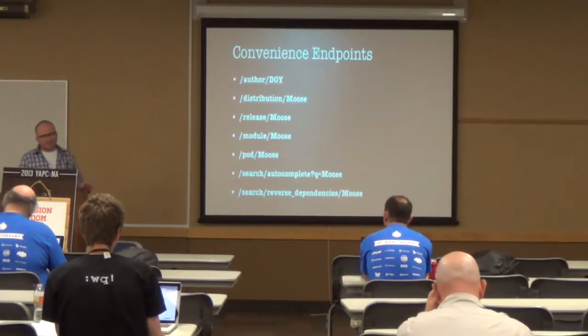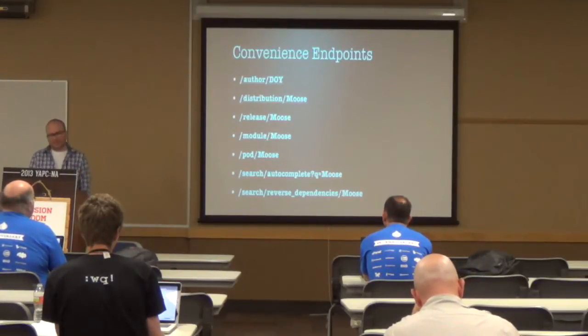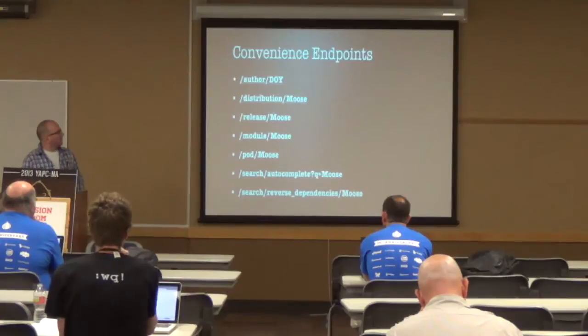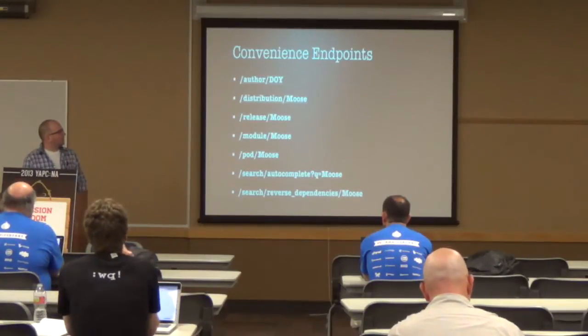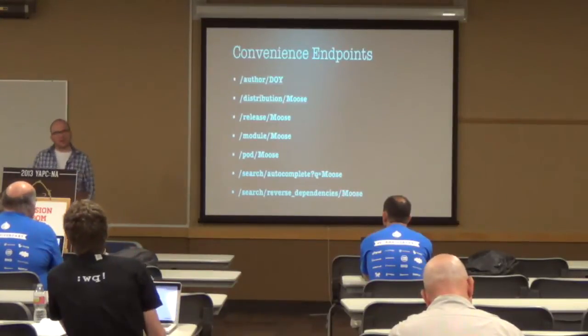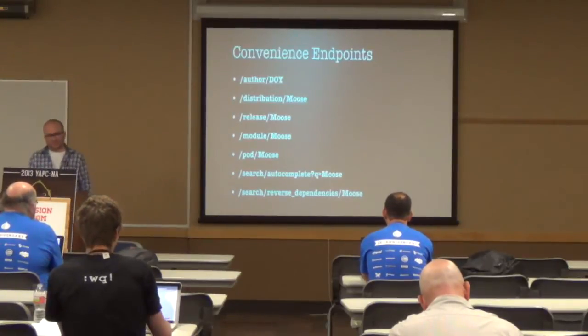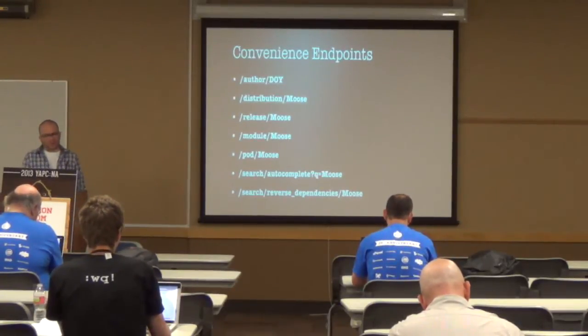Well, it actually, in some cases it does. But what we've done here is we've abstracted away some of the stuff that needs to happen underneath. So if you go to /author/doi, it's really saying to Elasticsearch, get me the author record that has this ID. Everything needs to have a unique ID. We've done the same thing for distribution, release, module, pod.